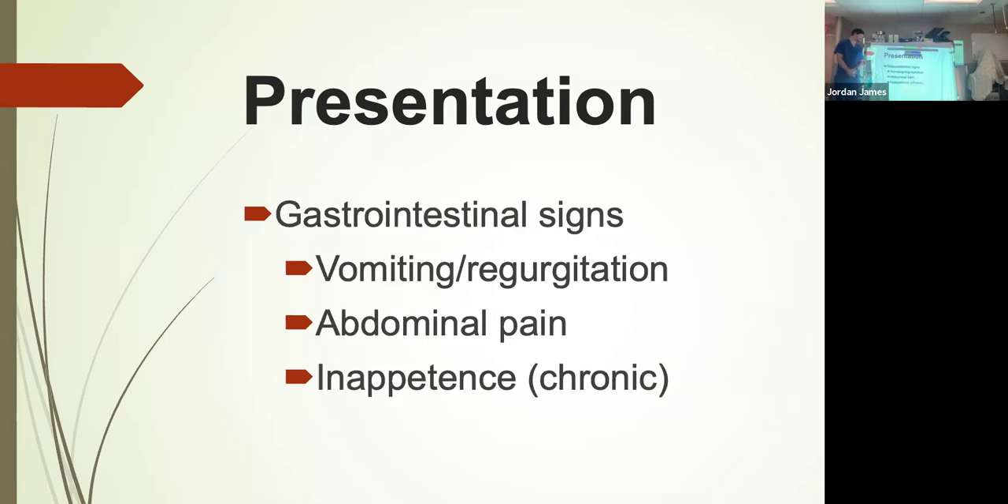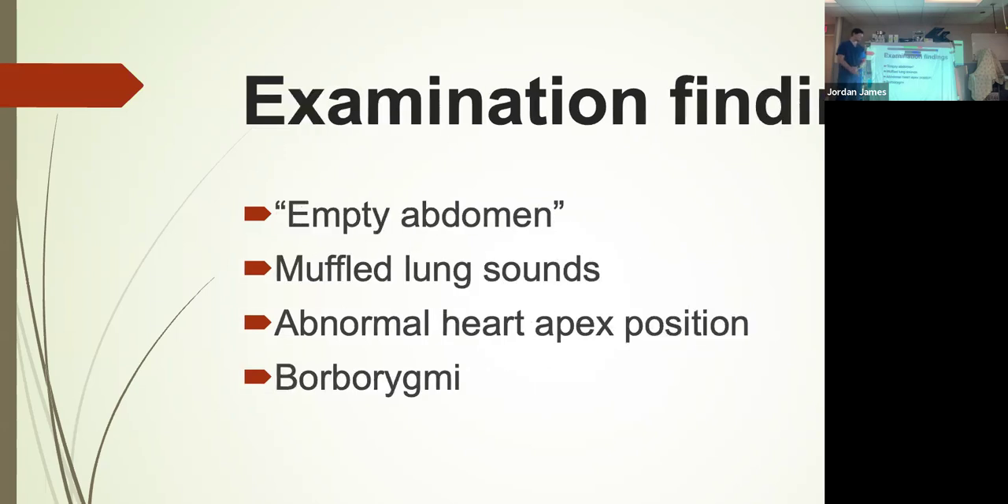There we go. So there can also be some gastrointestinal signs. Obviously, if stomach or intestines move into the hernia, they can have vomiting, regurgitation. A lot of them will also have concurrent abdominal pain because of that. They can also be inappetent, which tends to be more of a chronic thing. Obviously, if they're presenting acutely with vehicular trauma, they're not going to have that inappetence history, but more chronic ones will. So just something to think about. Those GI signs can be nonspecific.